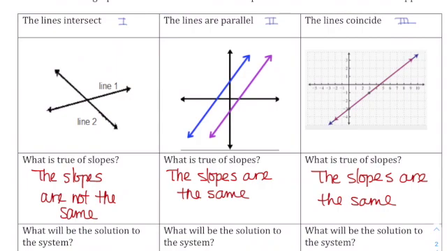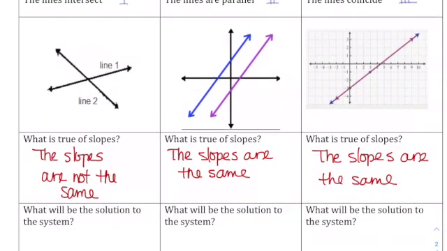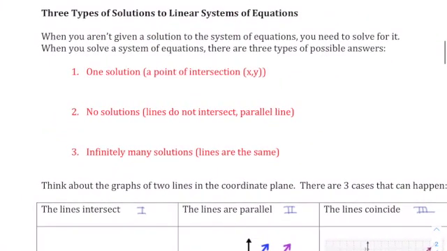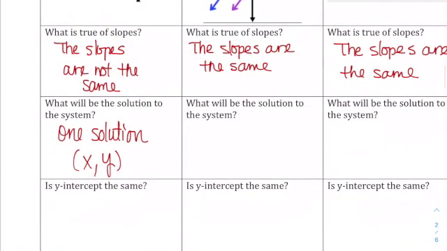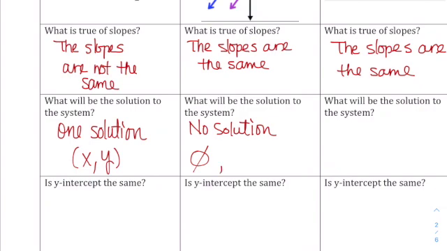So the next thing we want to discuss besides the slope is the solution to the system. If you look at the first one, that will be one solution, and that is the ordered pair x comma y. Next one, what will be the solution to the system? That is the second one right here. That is no solution. Lines do not intersect, they are parallel lines. So right here, we're going to put down no solution. And sometimes you will actually see a circle with a slash through it, depending on the situation.